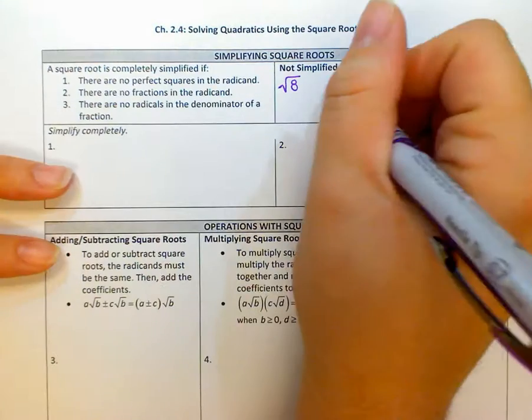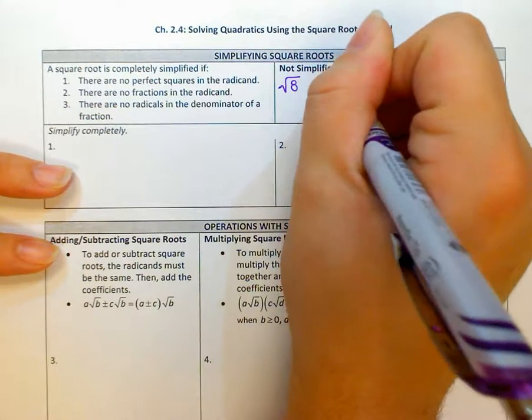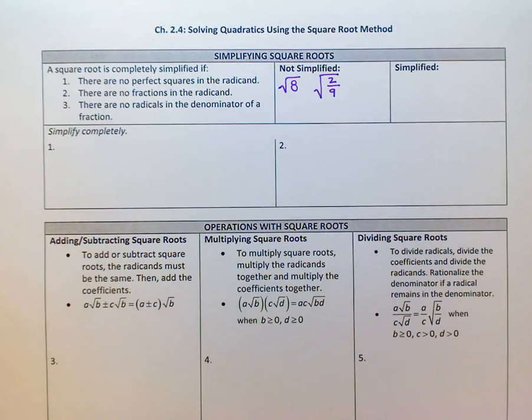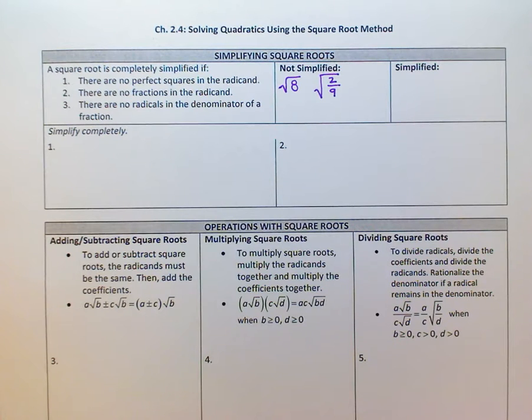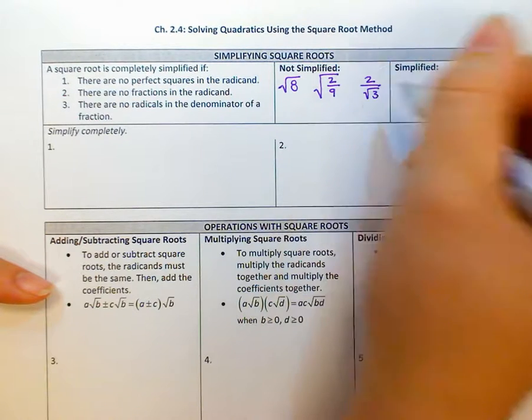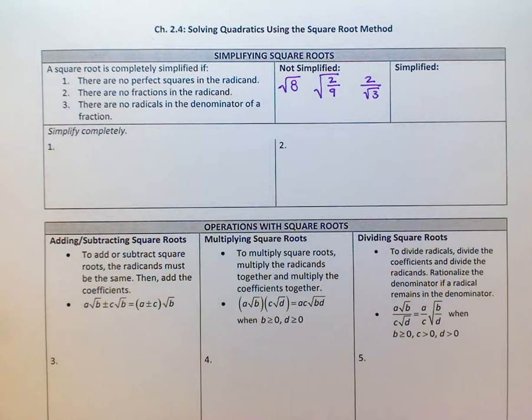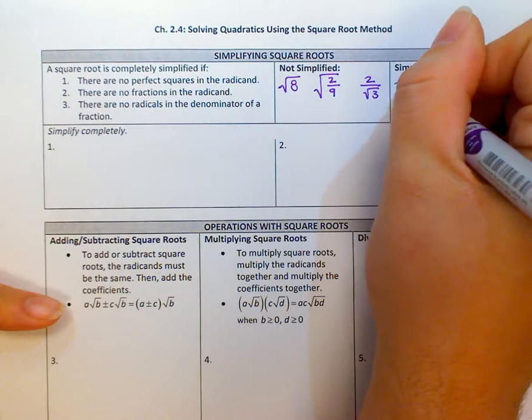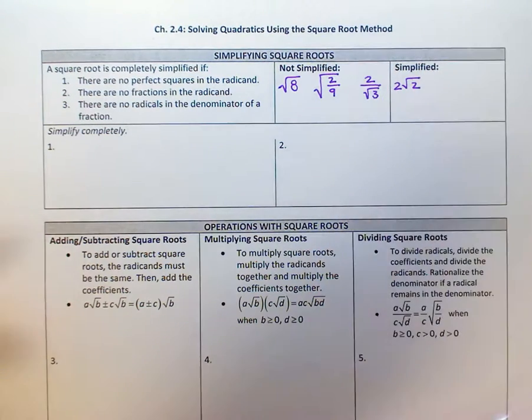So for example, you could not have the square root of 2 over 9. That would not be simplified. Okay, and then finally, you cannot have radicals in the denominator of a fraction. So for example, you could not have 2 over the square root of 3. Okay, these are not simplified. However, these are simplified. 2 square root of 2 is simplified. You can have 2 underneath the radical because 2 does not have a perfect square in it.